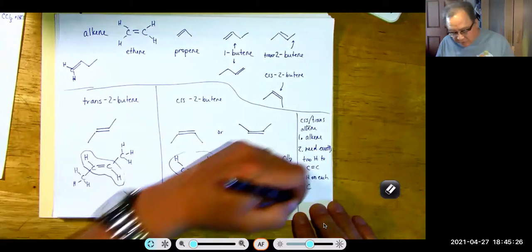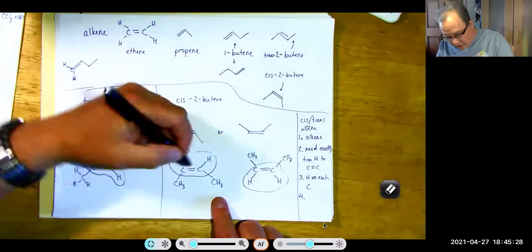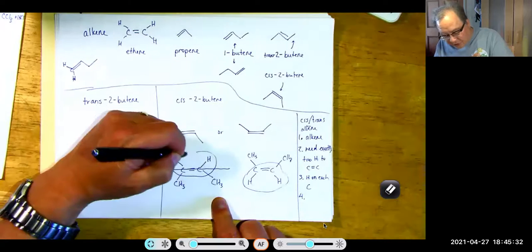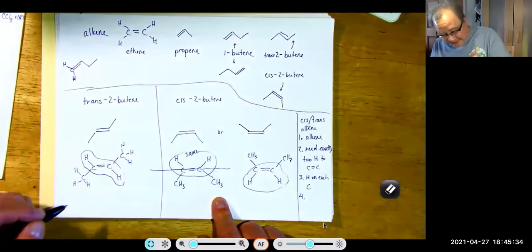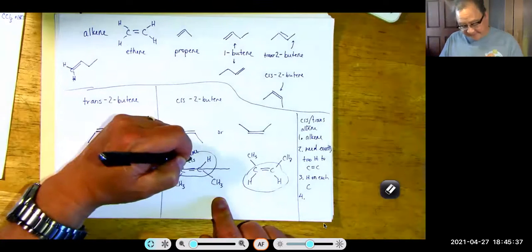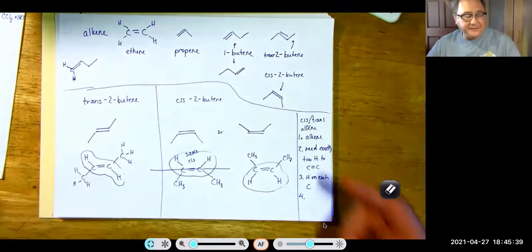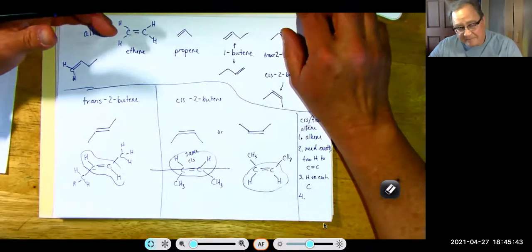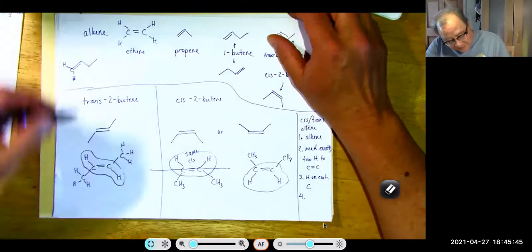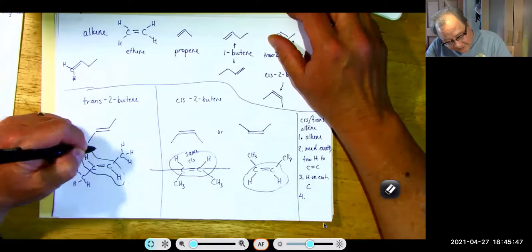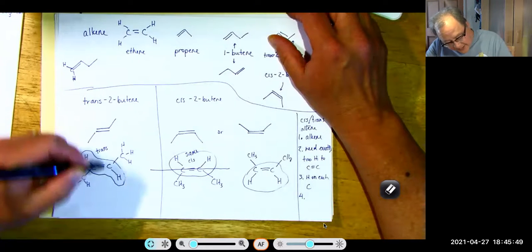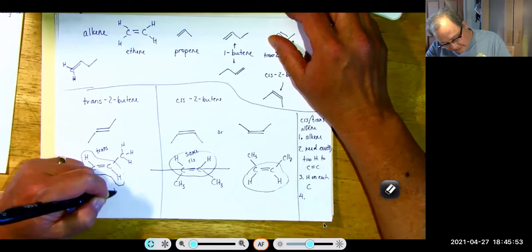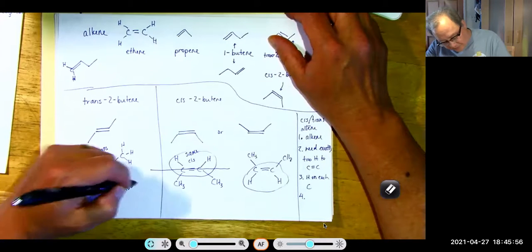And then the way I like to remember it is I draw a line through the double bond, and if the hydrogens are on the same side, it's cis. Same, cis. Because they both have that soft S sound, right? And if they're on opposite sides, it's trans, like the transcontinental railroad.